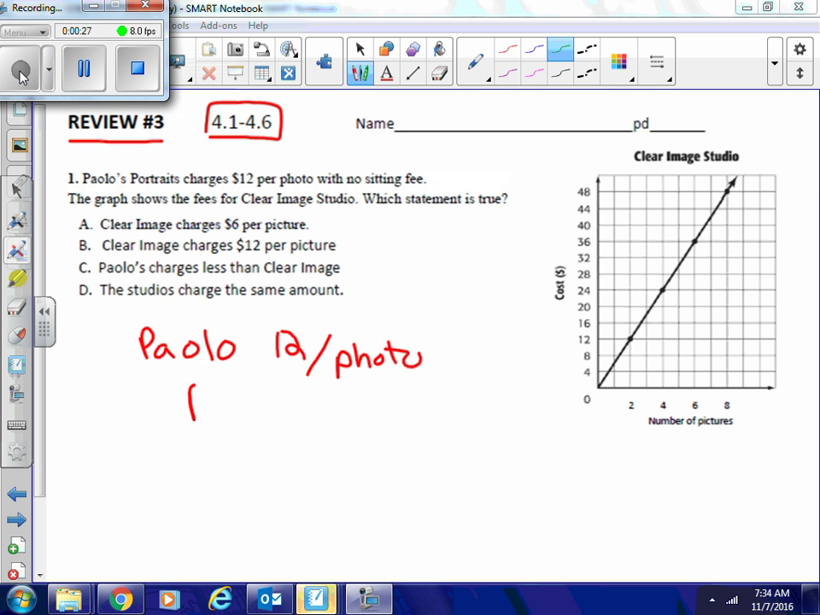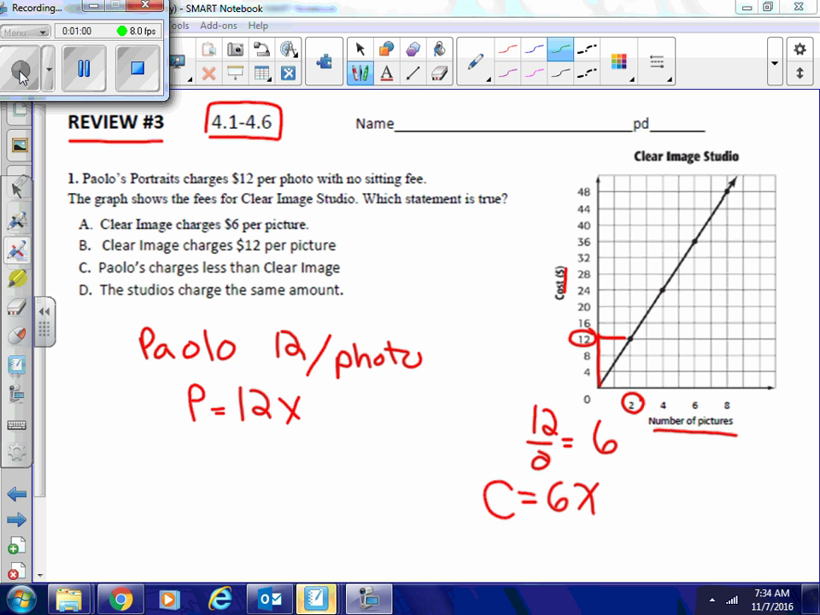photo. So really, his equation is P equals 12x. Now let's do the same thing for the cost at Clear Image. I notice that when I rise 12, I run 2, so my slope here is 12 over 2, which is equal to 6. So the equation for Clear Image's cost is $6 per photo. And remember, we are looking at number of pictures compared to the cost. So that would be $6 per photo and $12 per photo for Paolo.